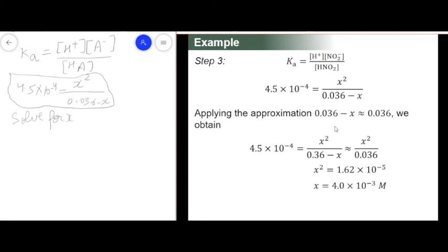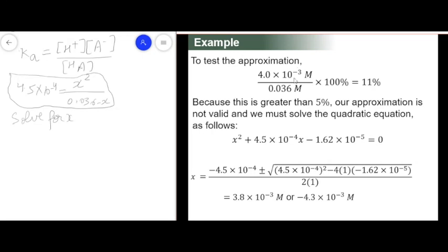Now, once we have a value of x, the first thing that you have to do is check if the approximation that we have made is correct or not. And how do we verify that? That would be x over the initial concentration times 100, that is 11%. Unfortunately, this value is greater than 5, so our approximation is not valid. We'll have to actually solve the quadratic equation, which is x equals minus b plus minus square root of b squared minus 4ac over 2a.